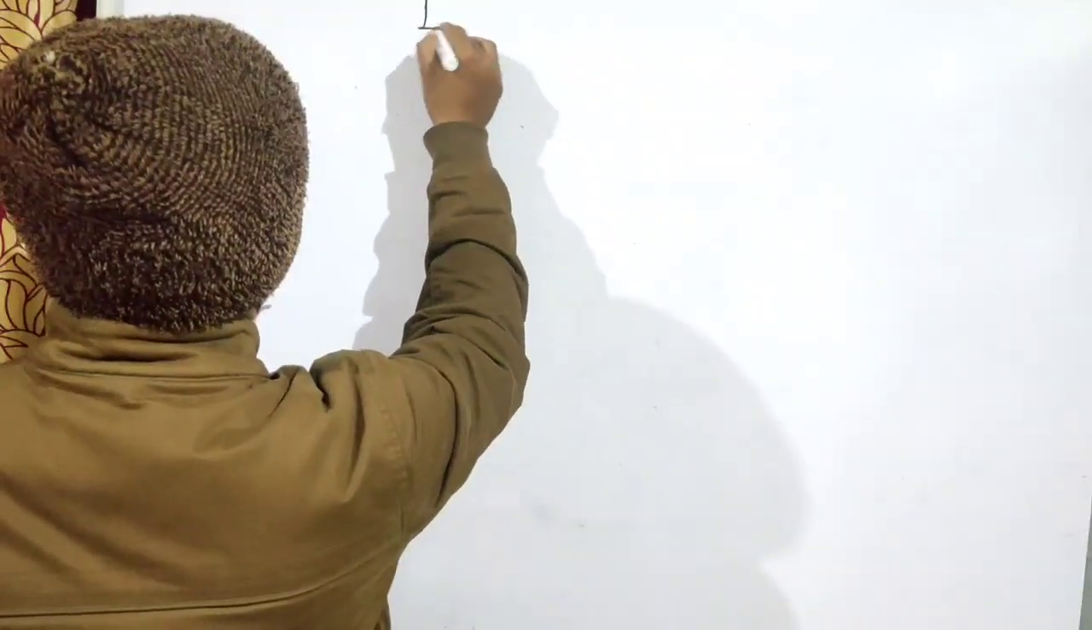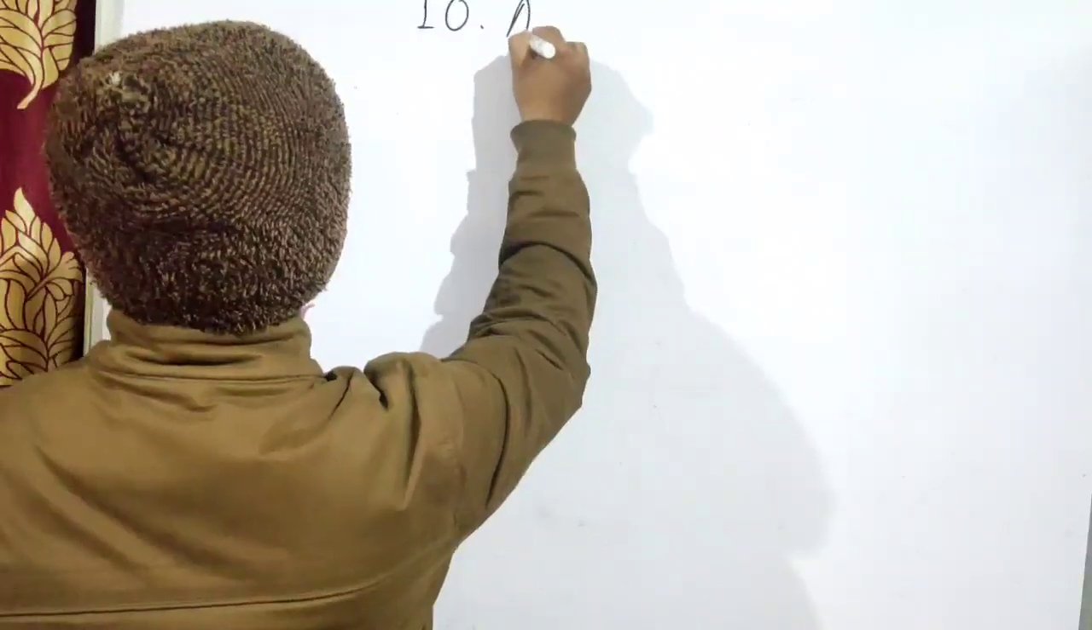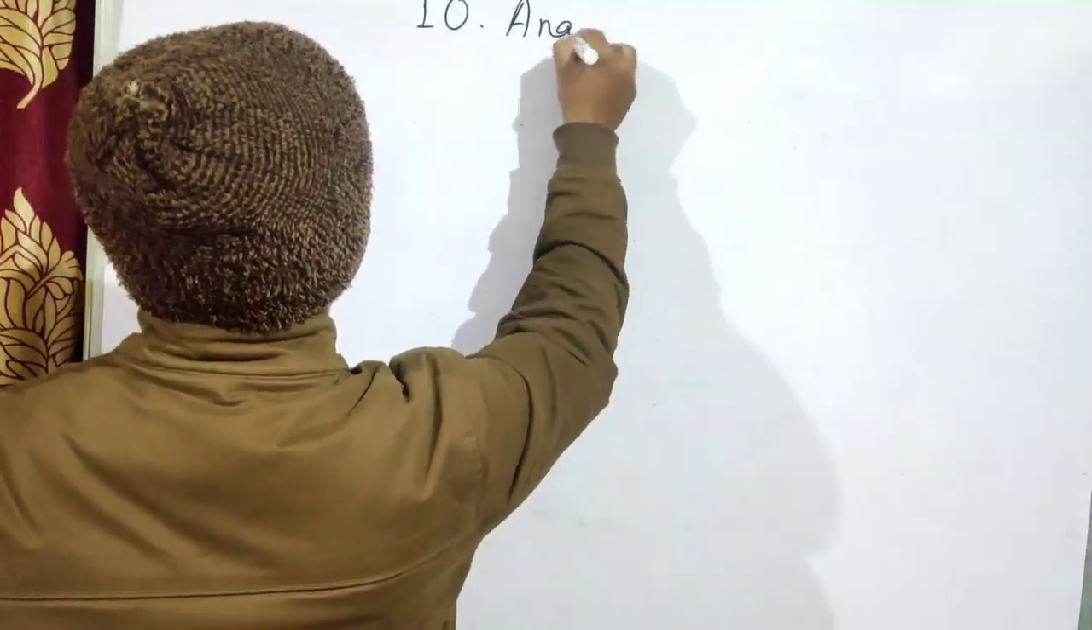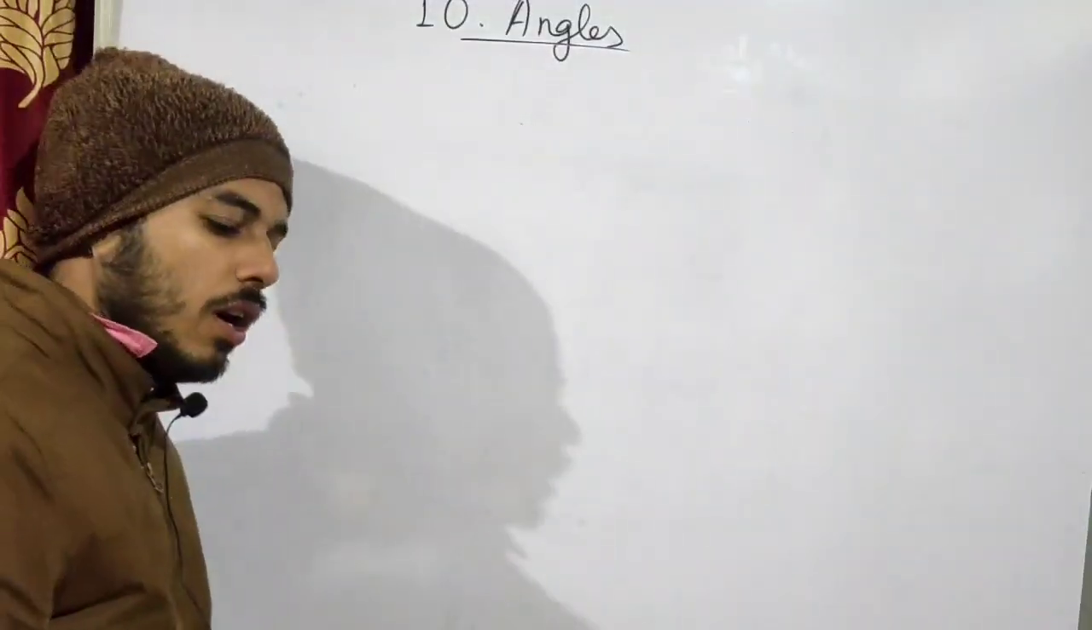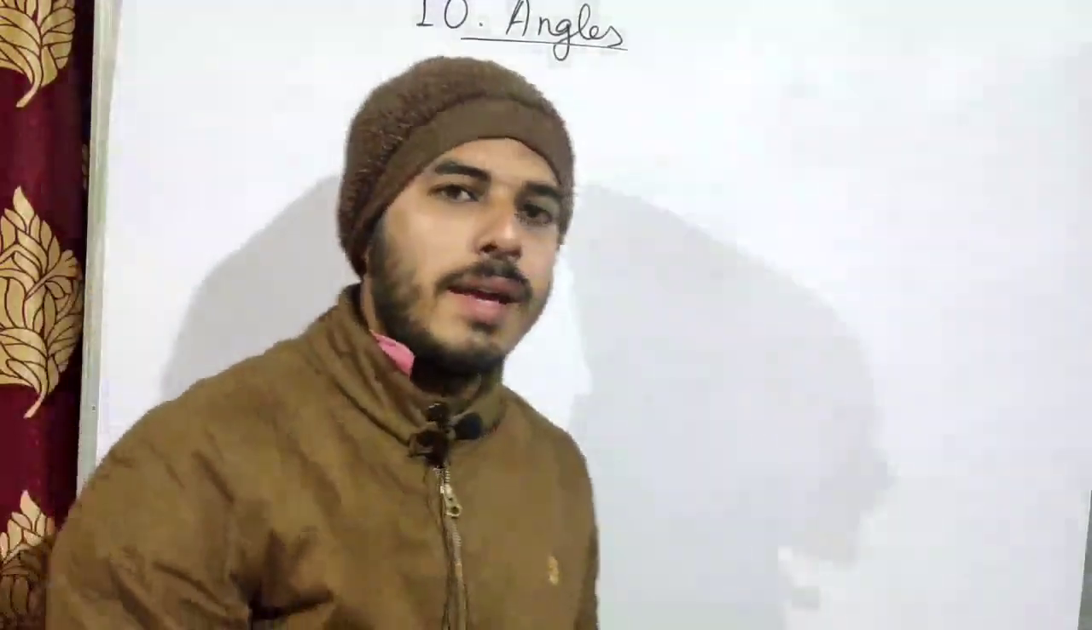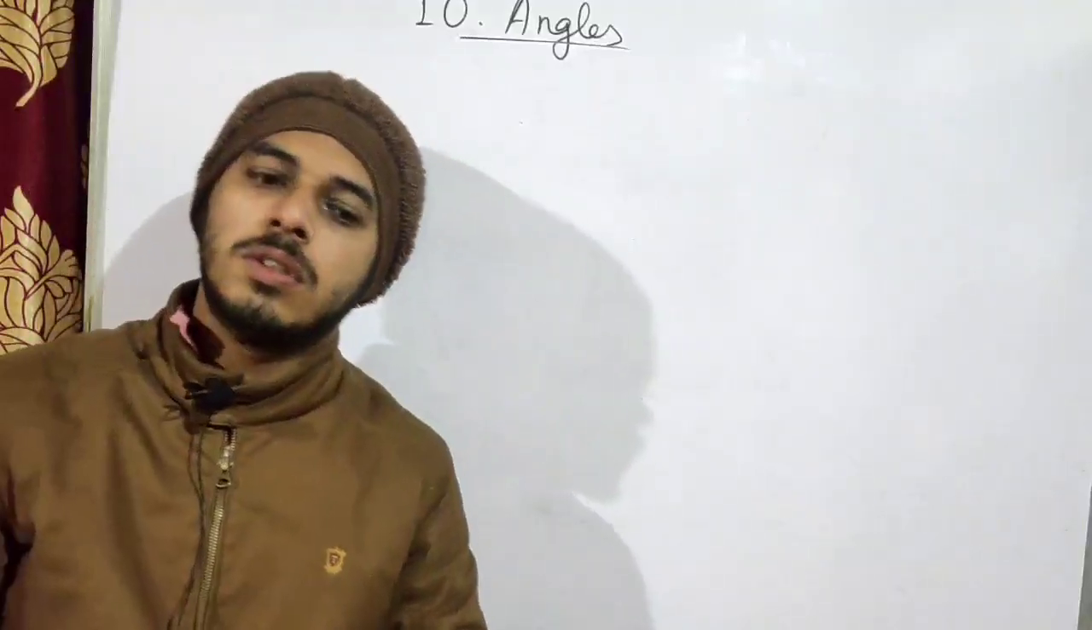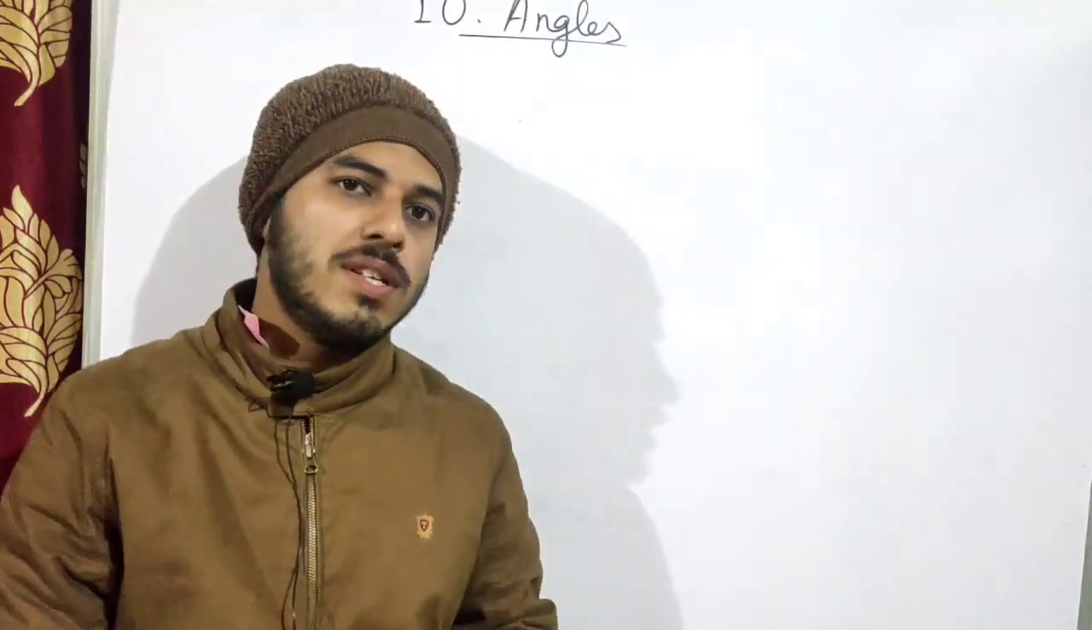So now let us write the name of the chapter. It is chapter number 10 and the name is angles. Now, do we know when an angle is formed? Before knowing when an angle is formed, let us know what is a line, what is a ray, what is a line segment.